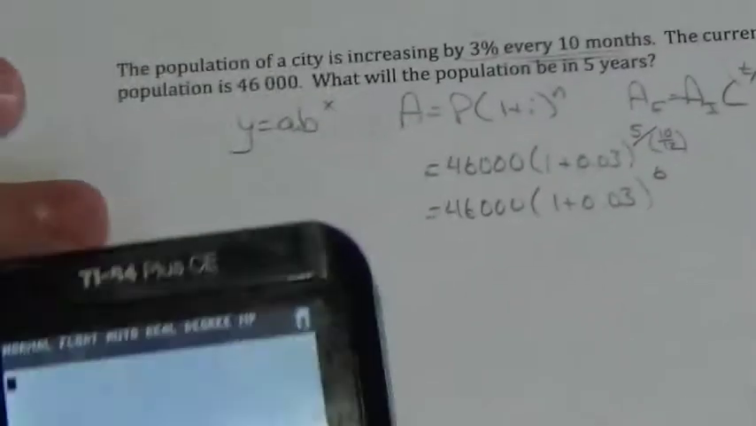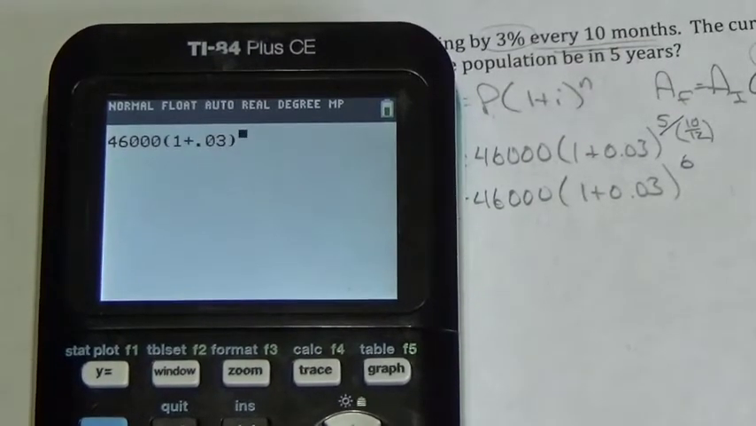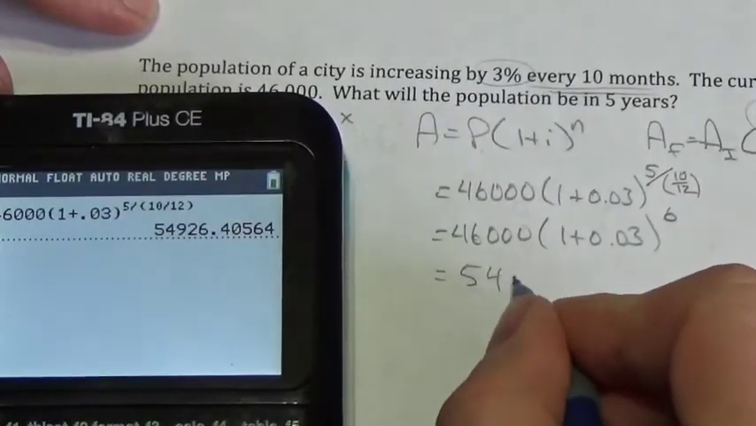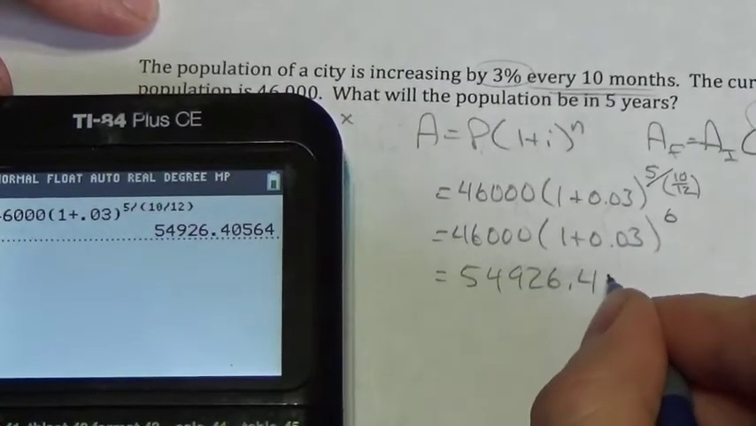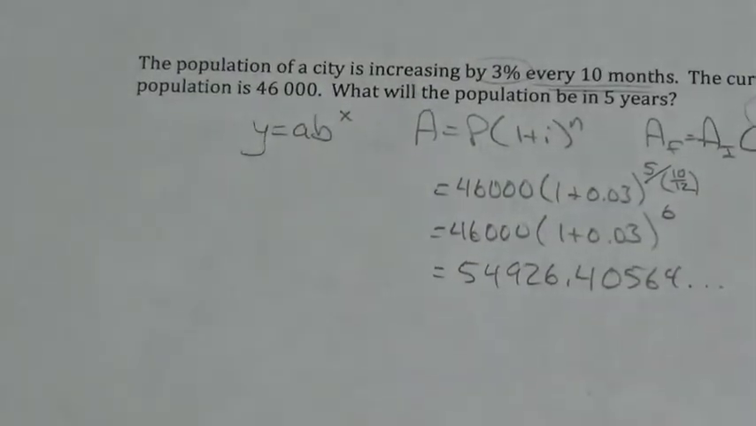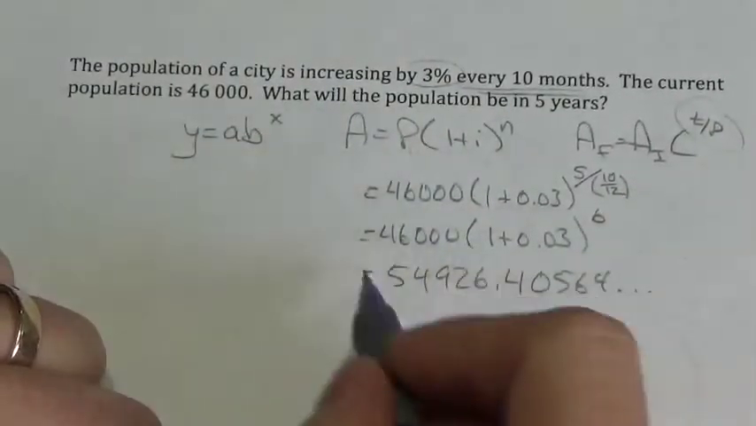Okay, so let's go to our calculator. Let's evaluate that. So 46,000 multiplied by 1 plus 0.03, there's my 3%, to the power of, and I know that's going to be 6, but maybe what I do is I have 5 divided by, in brackets, 10 divided by 12. Just so that you believe me that I'm not doing anything magical there. Press the button and I get, here we go, 54,926.40564... All right, now, we're going to have a little discussion about this. What do you do with this number? How many people does that represent?